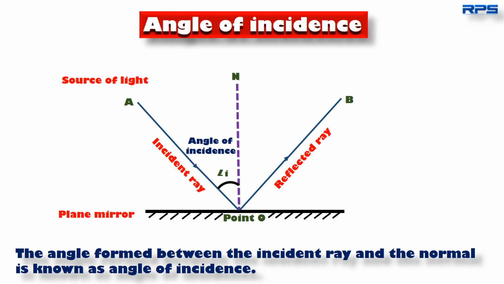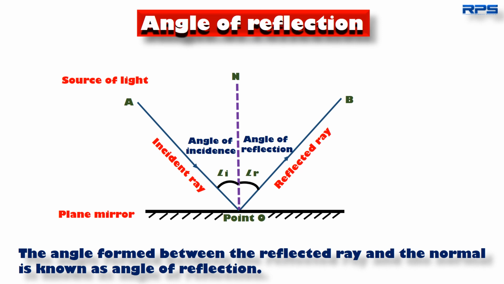Angle of incidence. The angle formed between the incident ray and the normal is known as the angle of incidence. In the given diagram, angle AON is the angle of incidence. Angle of reflection. The angle formed between the reflected ray and the normal is known as the angle of reflection. In the given diagram, angle BON is the angle of reflection.